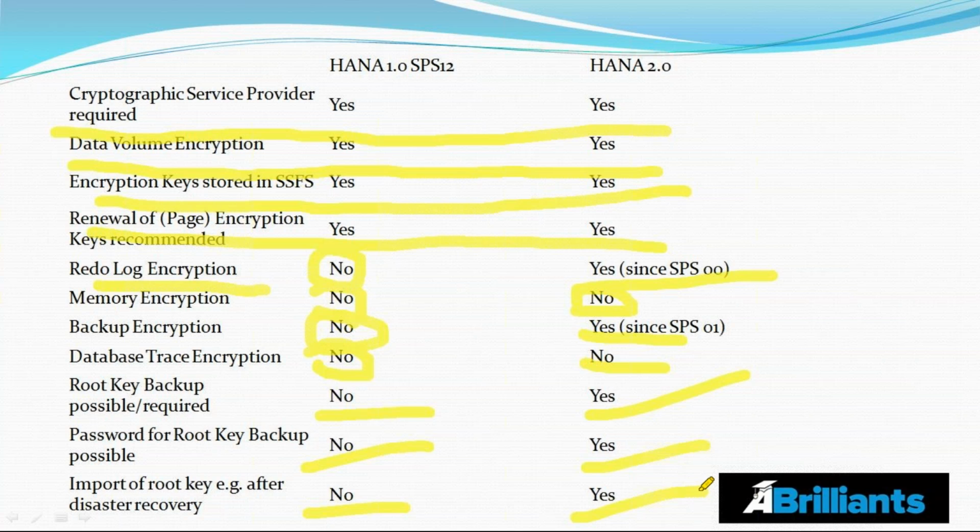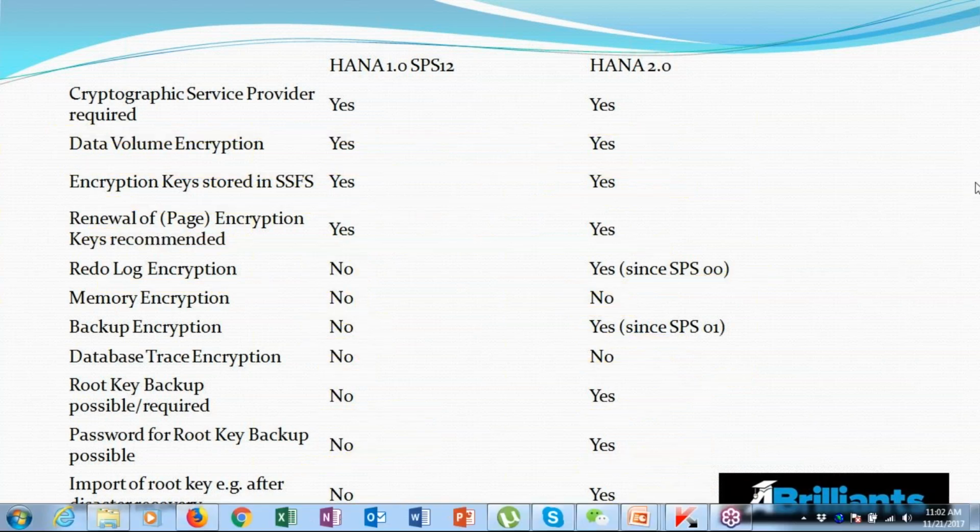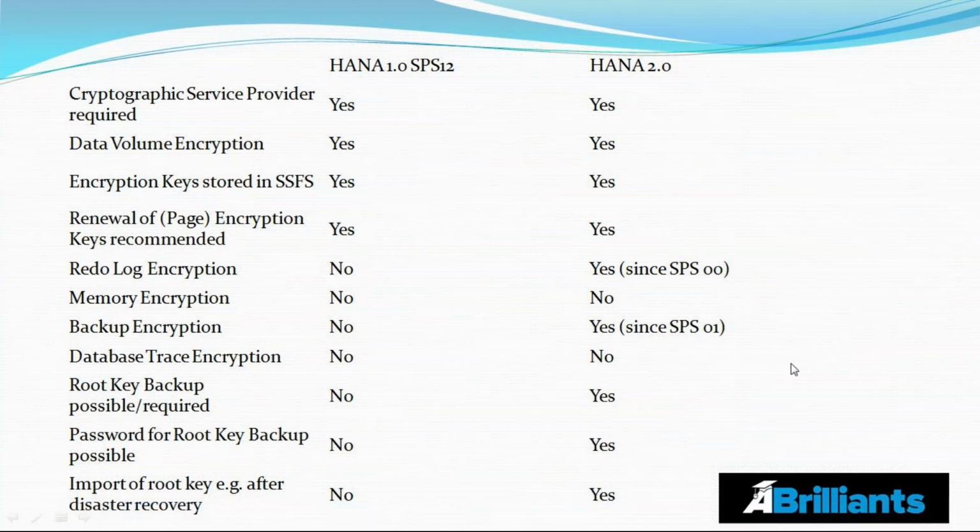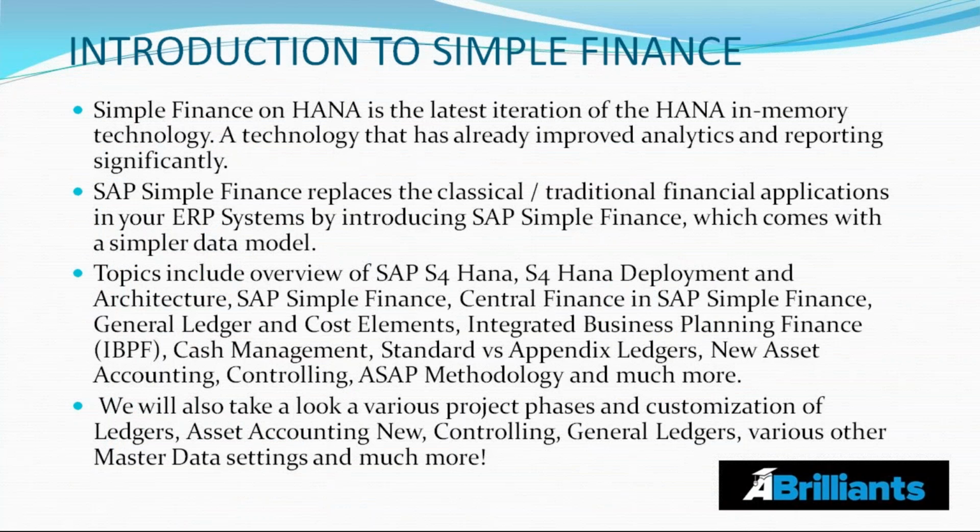I hope all of you are getting to understand the differences, because I'm sure so many of you have come across this question on what are the differences and what are the similarities of HANA 1.0 and HANA 2.0. I think today, at the end of this session, you won't have this problem anymore. So it brings us to the most important aspect of our story.